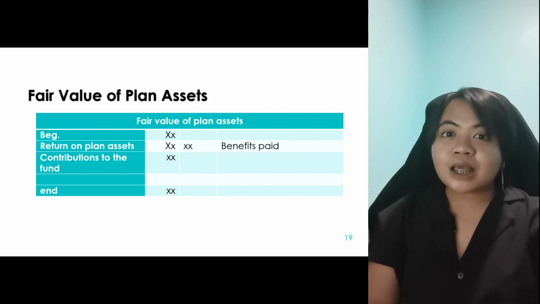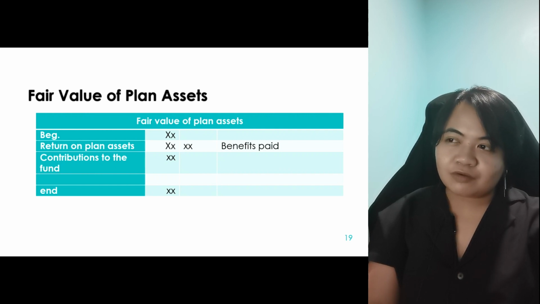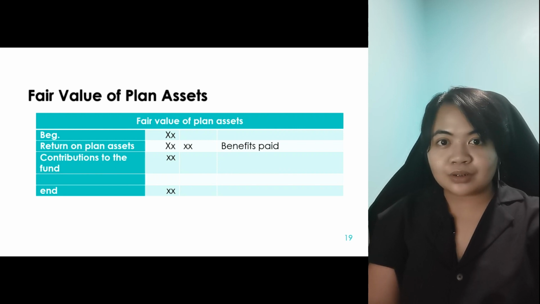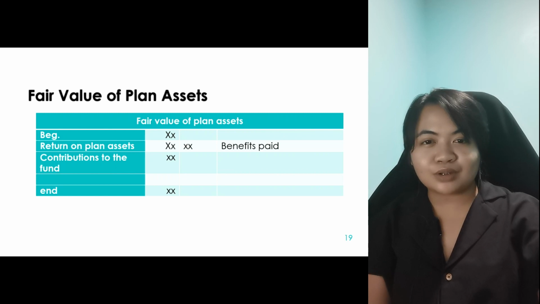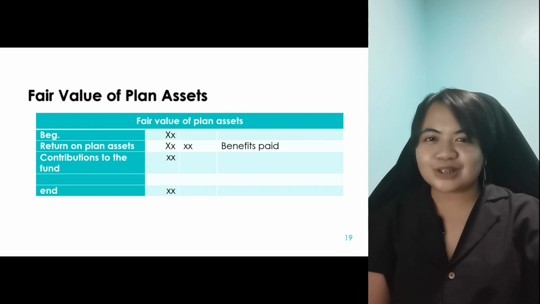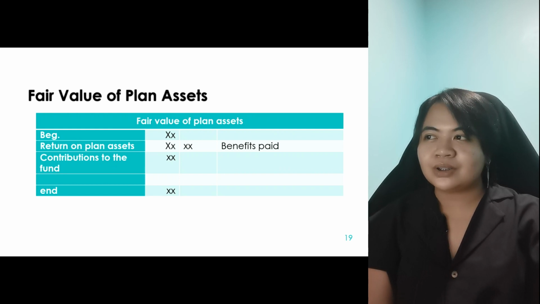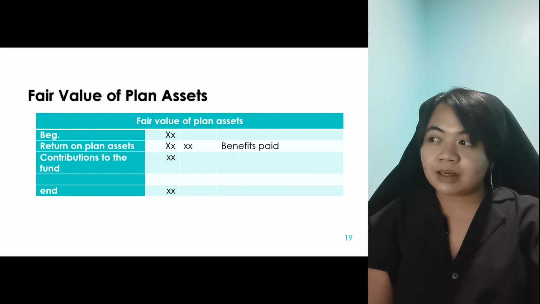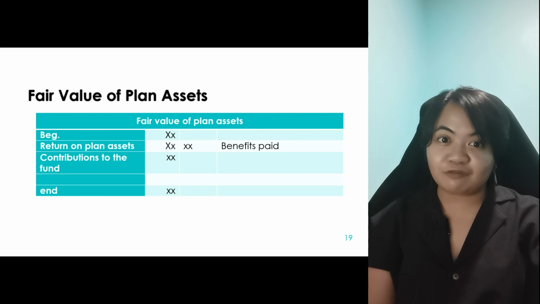Okay? So, the technique, if you were asked to look for the benefits paid, or the return on plan assets, and these are the only givens, you can use the quadrant method. I believe I have already taught the quadrant method in the previous lessons. It's very handy. Or the balancing method, wherein you balance the debits and credits. But if the ending balance is a debit balance, you transfer the ending balance to the other side, so you can see how much the other side is lacking.